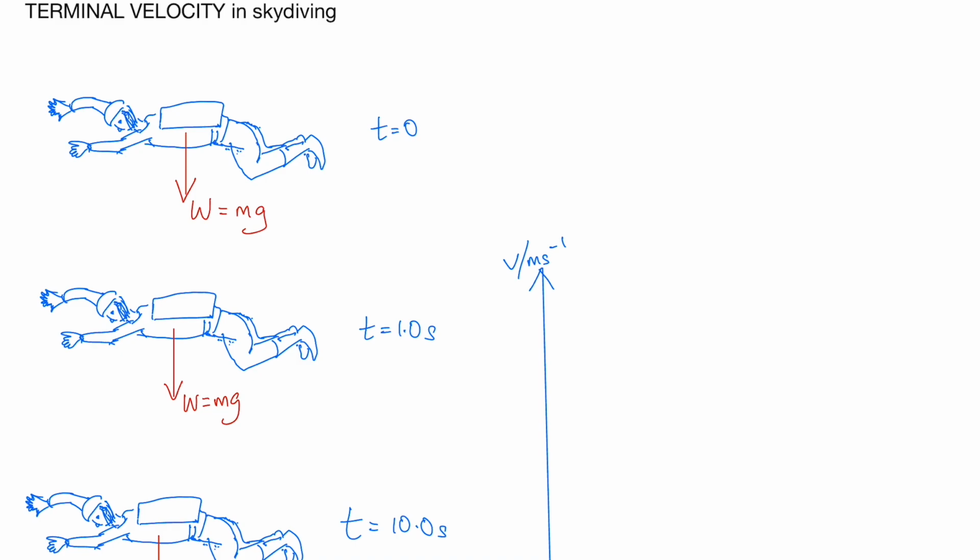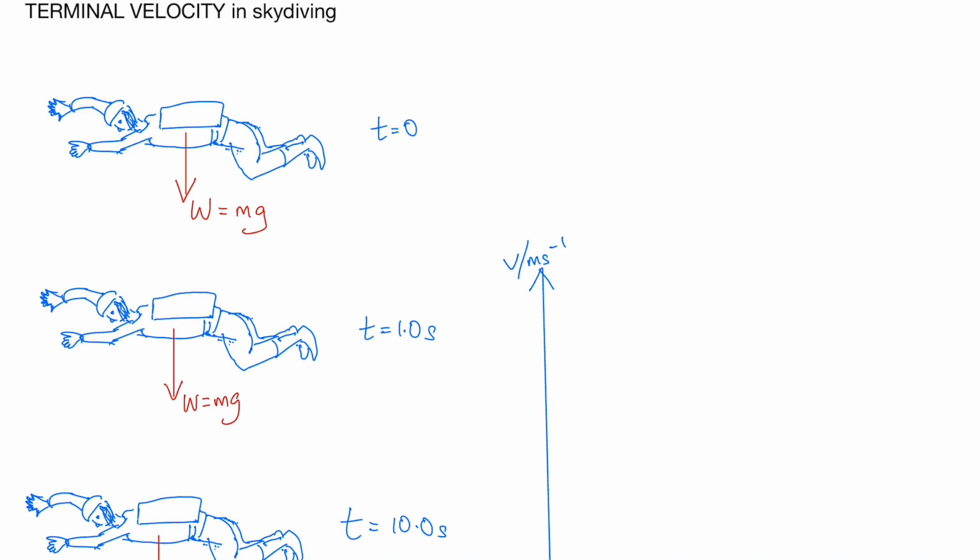So as the skydiver first jumps off at time t equals 0, there is only one force acting on the skydiver, the weight. W equals mg, as shown. And this weight does not change throughout the fall because it's the gravitational pull of the earth on the skydiver. Depending on where the skydiver is in the atmosphere, the value of g may differ, but we're just going to assume that it's the same. So it's a constant gravitational force. And at time equals 0, we say that there is no air resistance. So air resistance equals 0.